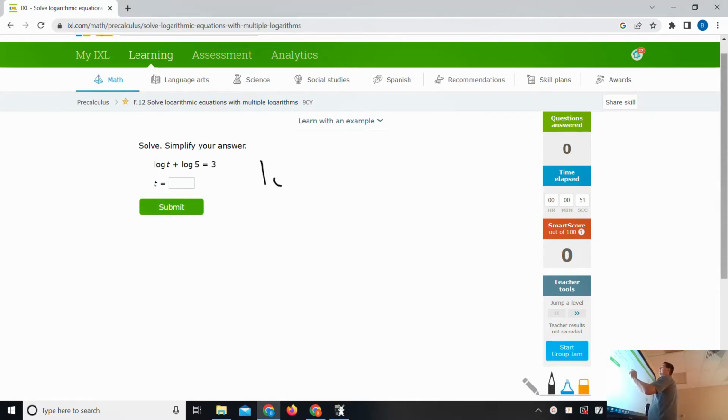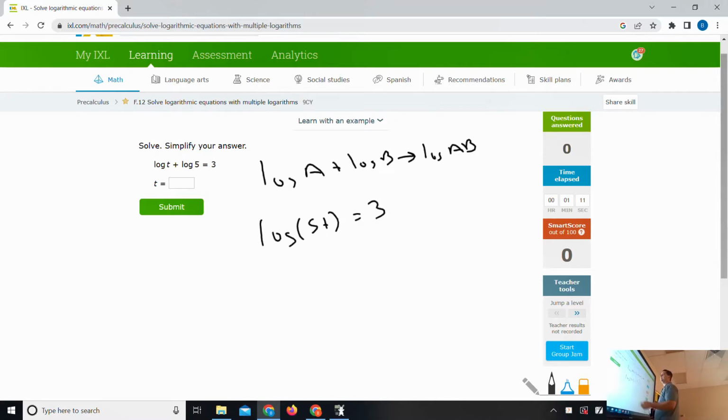We have a property out here, and I'm going to do a kind of a shorthand version of it. Log A plus log B is condensed to be a logarithm that contains the product of A and B. So when I condense this thing, I'm going to have log of (5t) equal to 3. Now, I have a logarithm, and the understood base is 10. So I do my conversion. 10 cubed must be 5t.